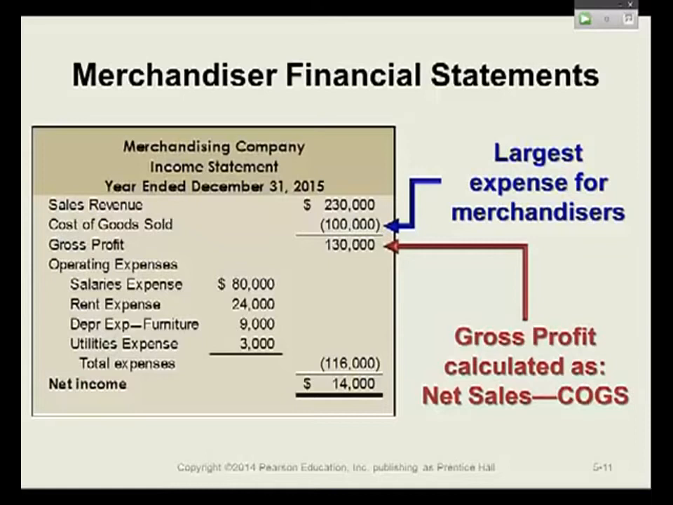All right, so that's your income statement. And again, if you have any questions, please ask. So gross profit. All right.